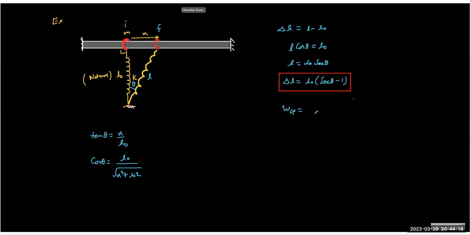So work is positive or negative? Go quickly. Work is negative. Negative. Minus, how to write the answer? Minus half K, delta L, whole square.